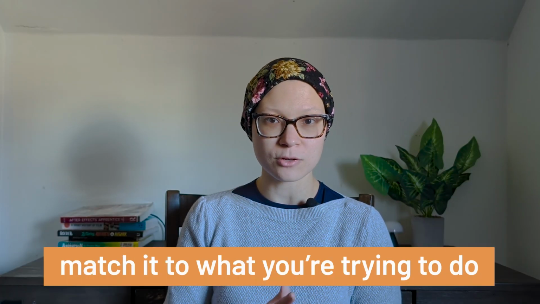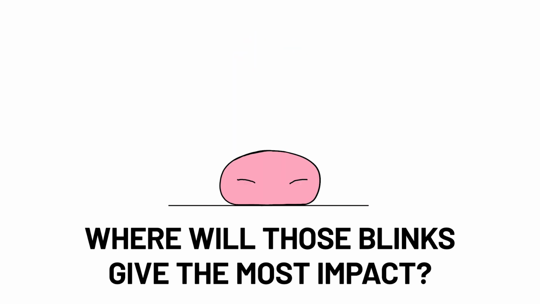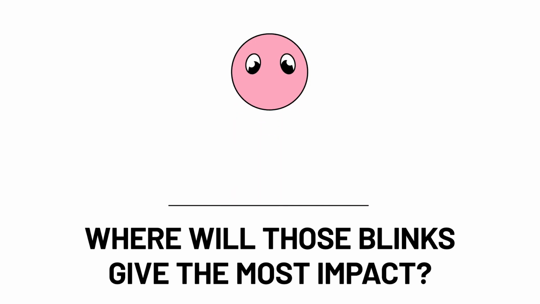I also find that if you match it to what you're trying to do, for instance, if your character is turning, add a blink somewhere in there. If your character is shifting their focus, add a blink there. If your character is just staring for too long and you're watching your clip and you can feel like there's something weird with the expression and you're just starting to feel awkward, add a blink somewhere in there. So you're almost thinking about where you can add those blinks that will give it the most impact and feel the most real.